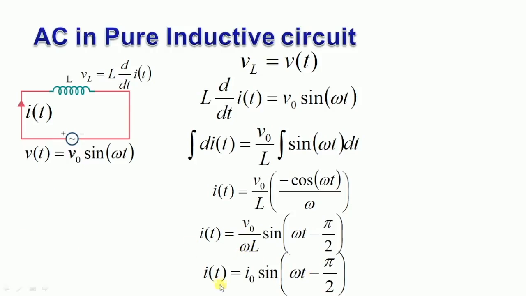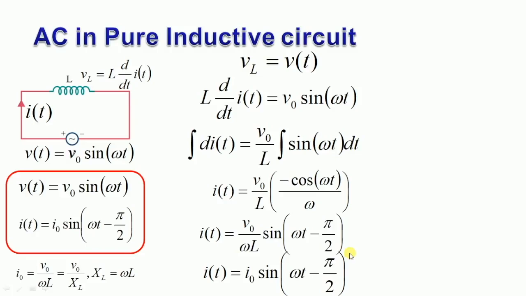And here you can see that the current in the circuit lags by pi by 2. Here minus pi by 2 is appearing. Omega t is kind of theta. So the current in the circuit is lagging by pi by 2. So here we have conclusions that instantaneous voltage V is V0 sin omega t. Then in the pure inductive circuit, current is I0 sin of omega t minus pi by 2, where I0 is V0 upon omega L, which you can write V0 upon XL, where XL is omega L.